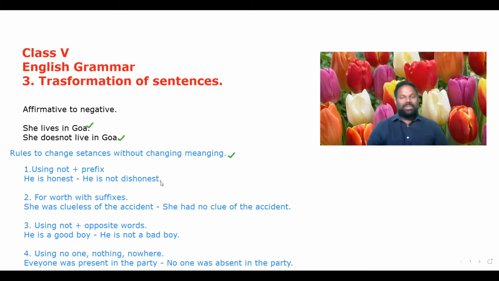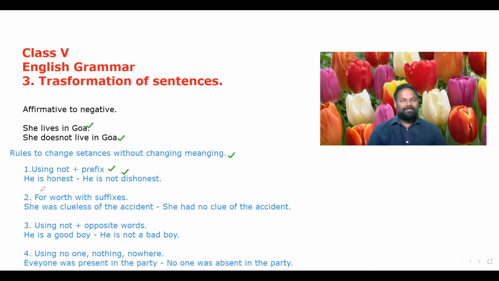So there are some rules that we need to follow to keep the meaning of the sentences the same even when you change them into negative. Now, using a prefix and opposite word. A prefix is a word part that is used in front of a word in order to make a new word. Here the word honest is given, and dis is added in front of honest, and the opposite word is made.